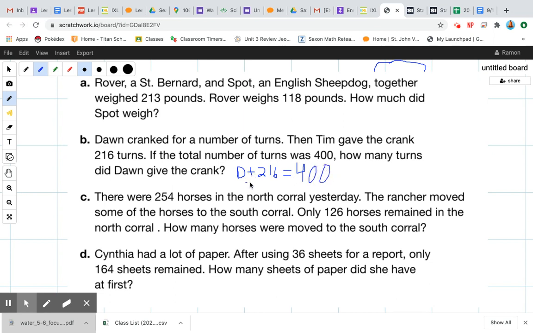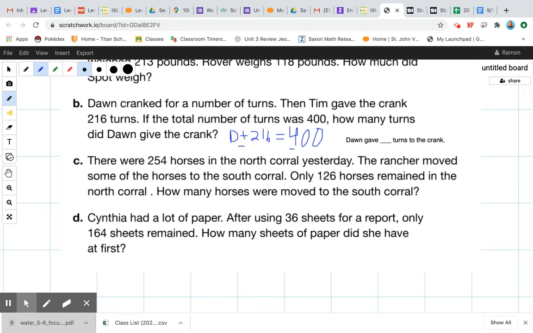So once we have our equation set up like we do here, again, we're adding, the inverse is subtracting. We subtract 216 from both sides. That will give us the total number of turns that Don gave the crank. And again, your answer should be in a complete sentence. So Don gave so many turns to the crank. But your answer is not D equals whatever you calculated. The answer is Don gave this many turns to the crank. Again, they should be complete sentences because we have word problems.